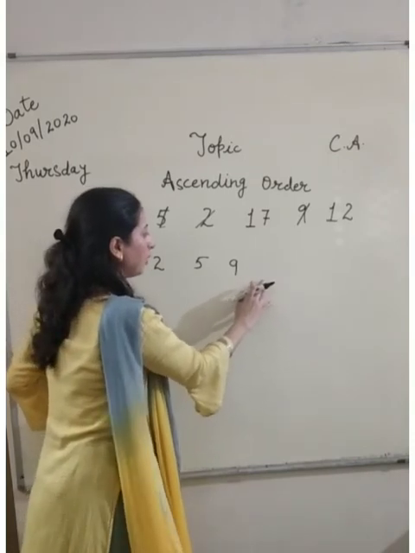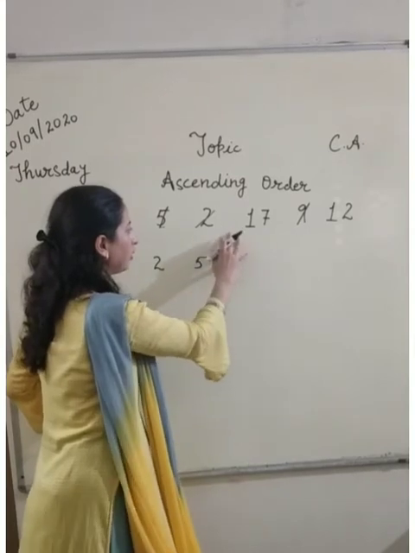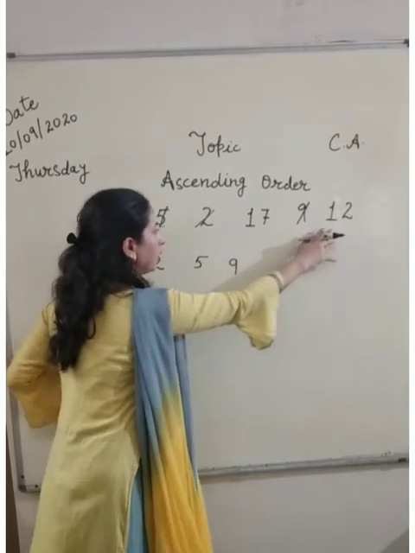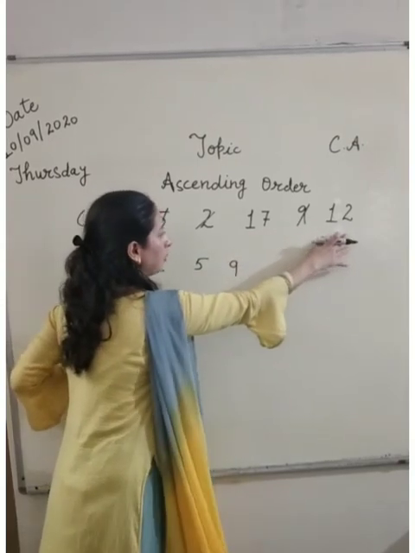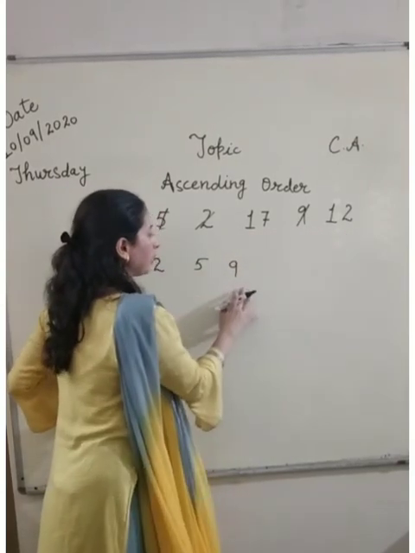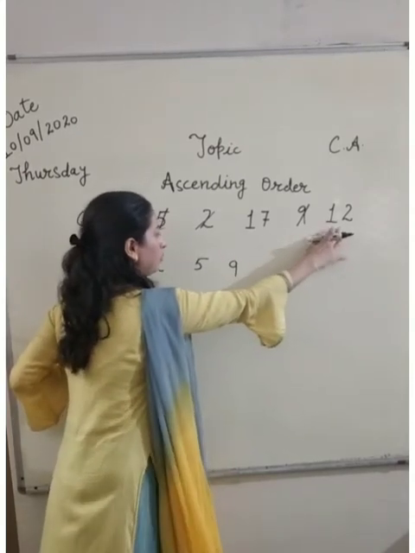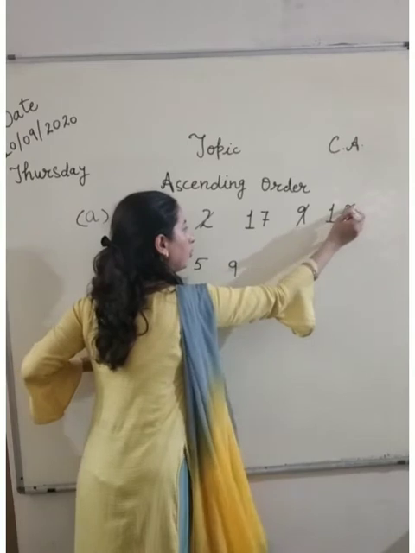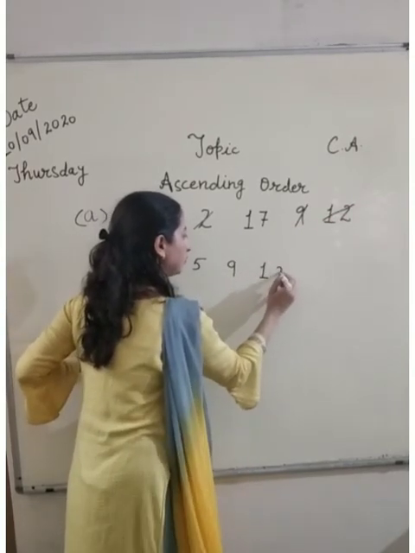व्हाट विल कम आफ्टर 9? 9 के बाद कौन सा नंबर आएगा? लेट अस सी हियर. ओनली 2 नंबर्स आर लेफ्ट, 17 एंड 12. So, which number will come after 9? The number 12. Is that clear? 12 will come after 9.